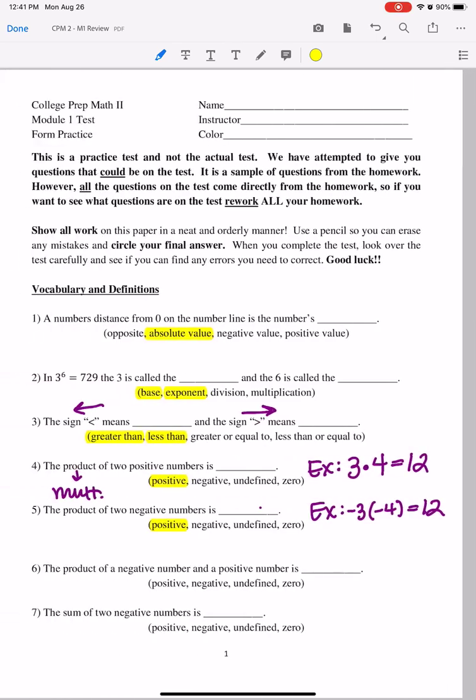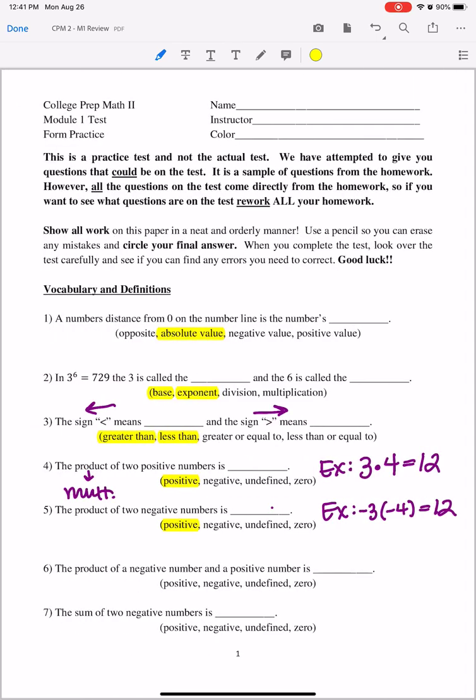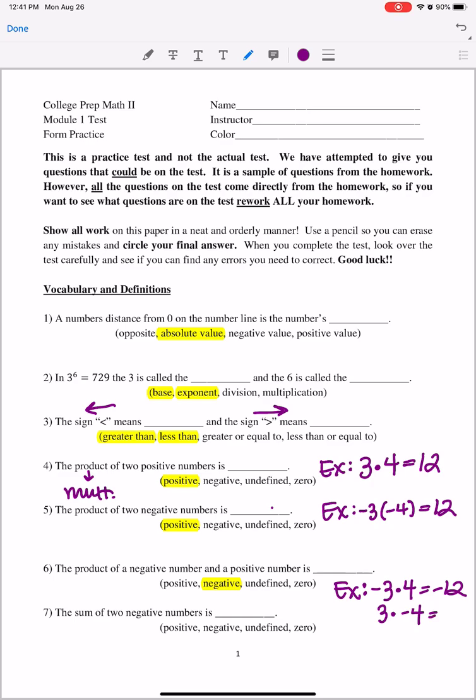Number 6, the product of a negative number and a positive number is negative. So for example, in that one, it states a negative number, then a positive, so I'll go with that one first. So that's like negative 3 times 4. That's going to give you a negative 12. Or even if they flip that and they do a positive 3 times negative 4, that is still negative 12. So if your signs are different, if they're opposite, it's a negative.